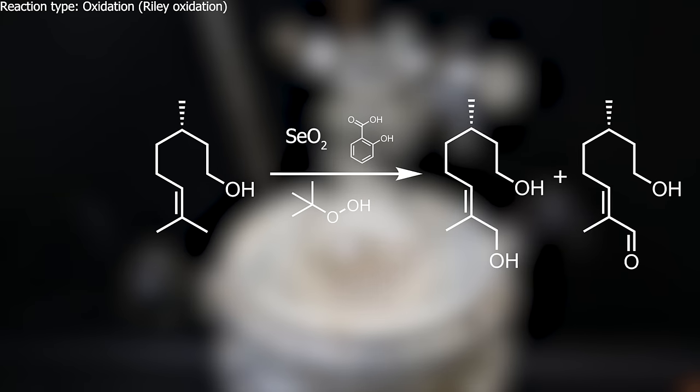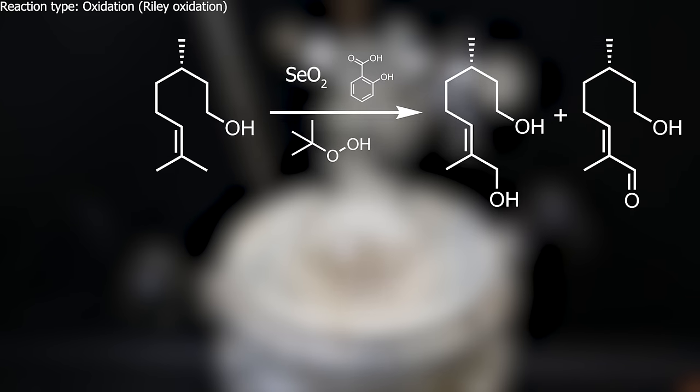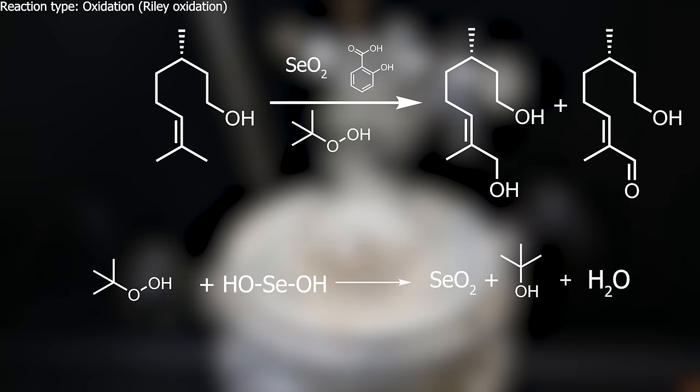In the reaction, selenium dioxide can oxidize citronellol in the position adjacent to the double bond, which is typical for a Riley oxidation. When selenium dioxide is used up in the oxidation, tert-butyl hydroperoxide will regenerate it, and the reaction can continue. The salicylic acid is said to aid in the breakdown of the selenic acid intermediate, but it was difficult to find out what exactly it does.